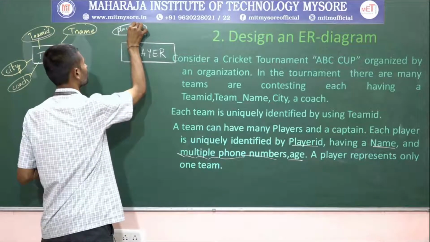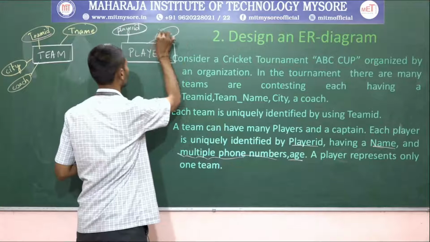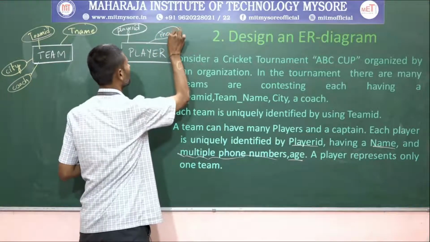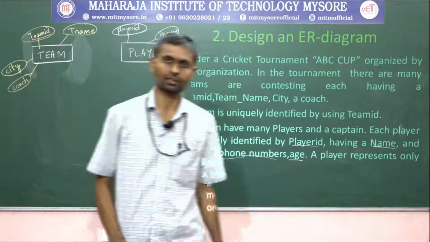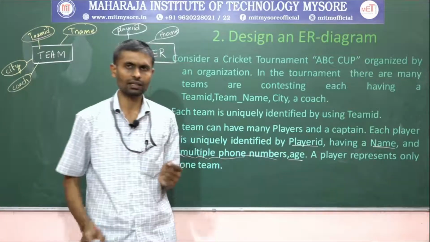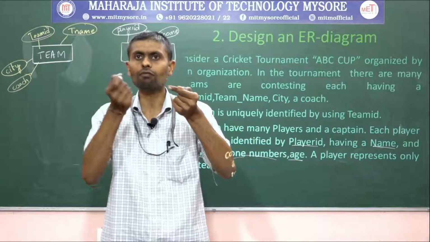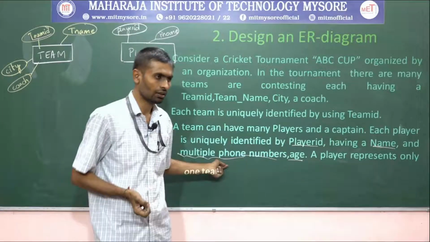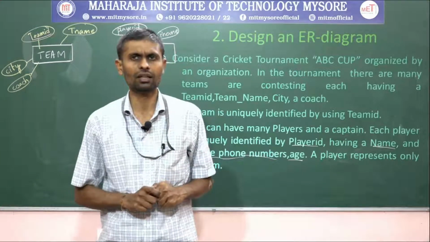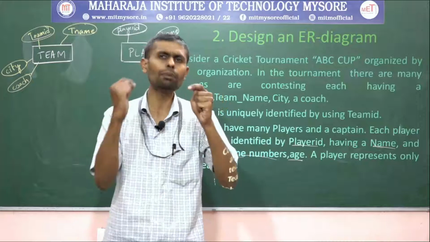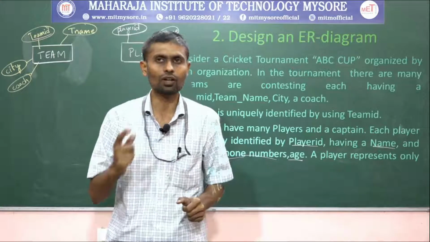What next? Player name. Let me call it by the name P name. Next what? Multiple phone numbers. What does it indicate? The multiple phone numbers give us a hint that each player might have more than one phone number, right? So this is what they are conveying. Especially when we were discussing the types of attributes, we saw that if any entity has multiple values under some column, that is for some attribute, then such attributes we call by the name what?